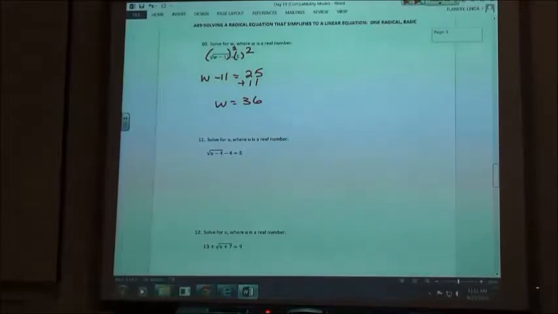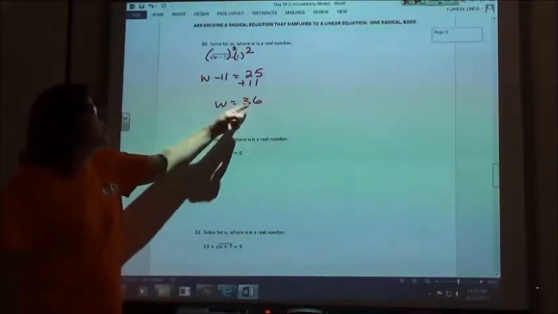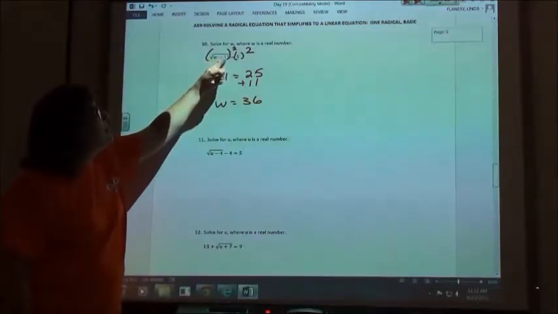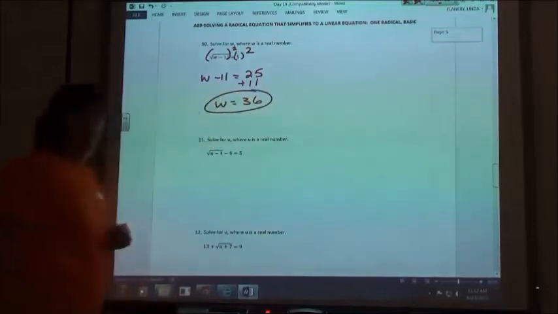Now when you work with square roots and fourth roots, those with even exponents, you have to check your answers because sometimes you get what's called extraneous solutions. Normally they happen when you happen to square a negative. We squared a positive, so this one should be okay. If I take 36 minus 11, I get 25, and the square root of 25 is 5. Yep, it checks.